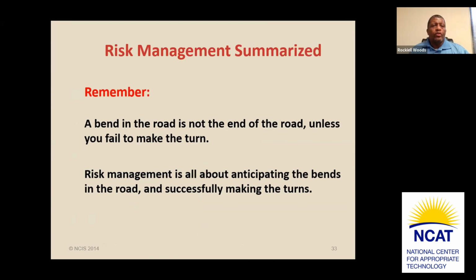And as I close, I want you to remember this: a bend in the road is not the end of the road unless you fail to make the turn. Risk management is all about anticipating the bends in the road and successfully making the turns.